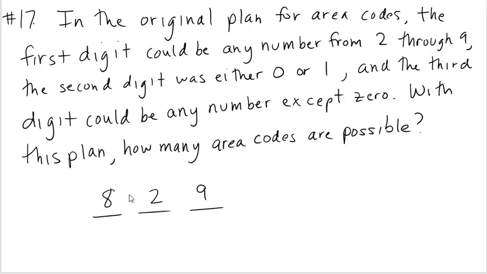So the total number of possible area codes would be the product of those 3 numbers. That's what the fundamental counting principle tells us. 8 times 2 is 16. 16 times 9 is 144. And so there are 144 area codes possible with the original plan. So again, if the number of area codes needed in the United States went beyond 144, then they would have to extend the rule. This rule would not suffice if we wanted more than 144 area codes.